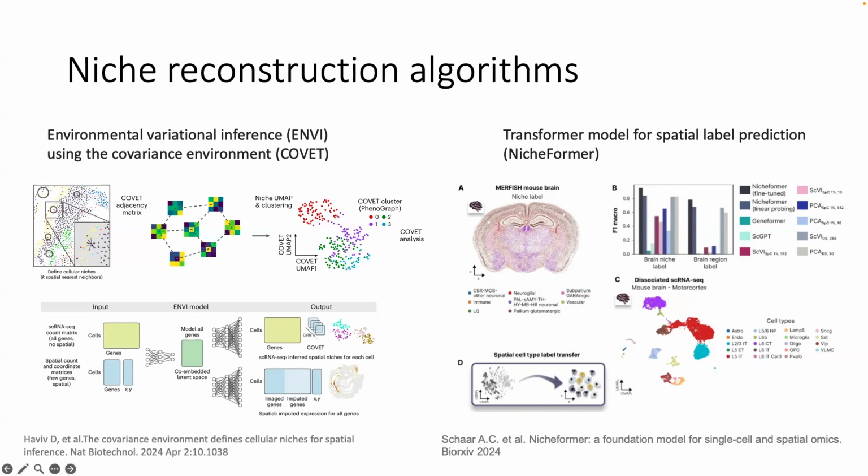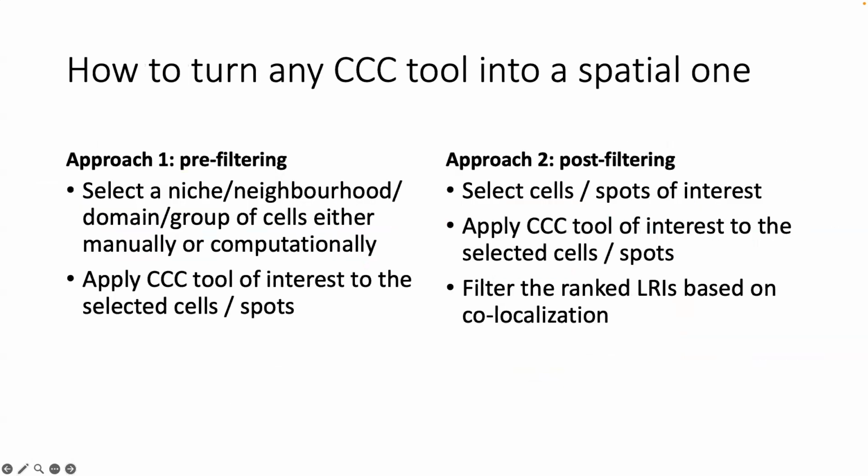Some of the simpler cell-cell communication models can actually be very nicely combined with niche finding algorithms to study your cells of interest. And so basically, there are two very general ways you can convert any cell-cell communication tool into a spatial cell-cell communication tool. The first way is what I call pre-filtering. You take any niche finding or niche construction algorithm, and then you select the cells in that niche, and then you apply any cell-cell communication tool of interest only to those cells that you know co-localize.